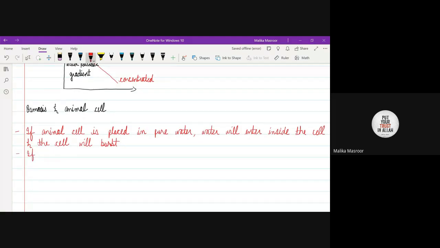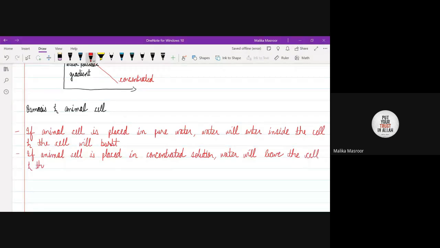If an animal cell is placed in a concentrated solution, inside is a dilute solution, so water will move outside and the cell will shrivel. It will basically shrink. In a concentrated solution, water will leave the cell and the cell will shrink. Or you can say shrivel as well. Shrivel or use the word shrink.